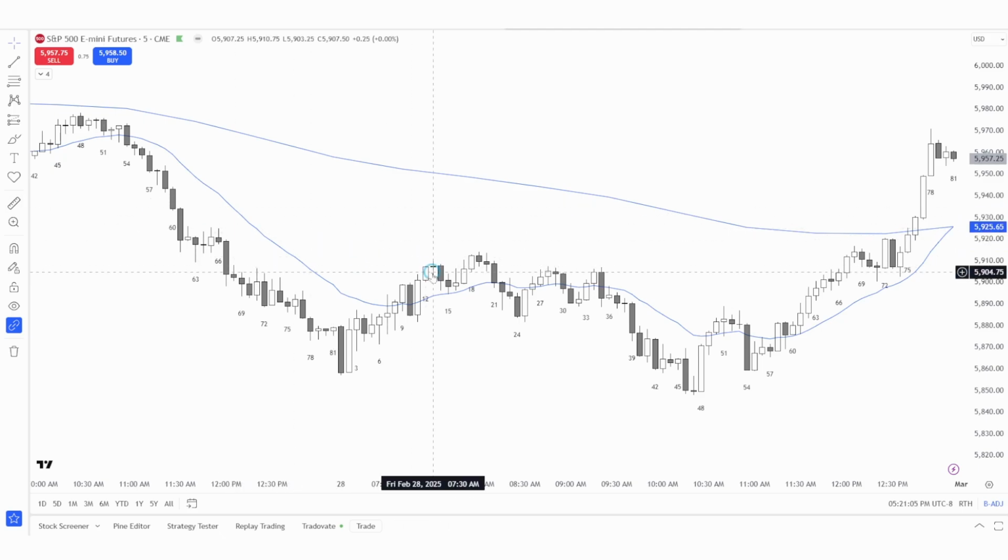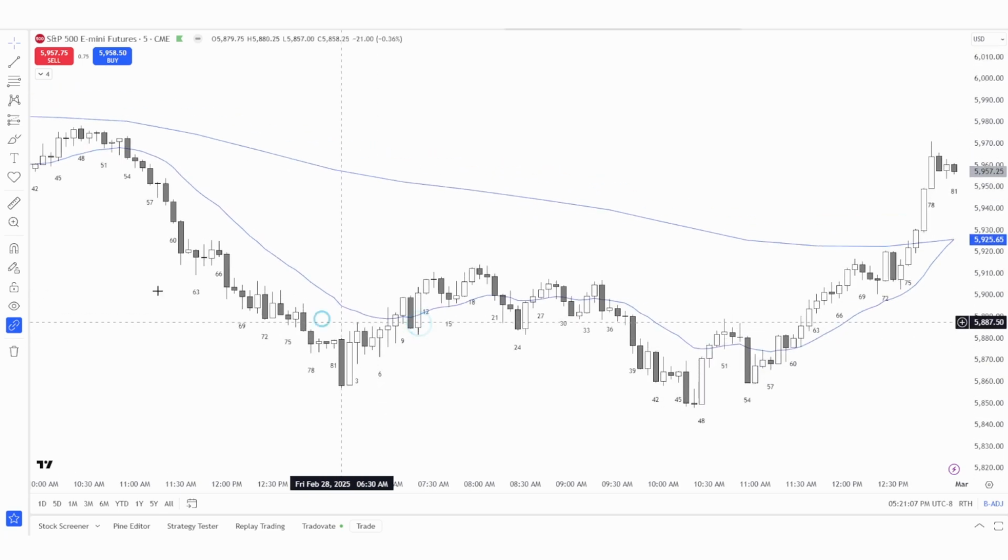Okay, so you could say bar 11 resets the leg count. Leg 1, pullback, leg 2. Or excuse me, bar 11 doesn't reset it. It would be bar 9 because this is the first bar breaking out. So leg 1, pullback, leg 2, pullback, leg 3.